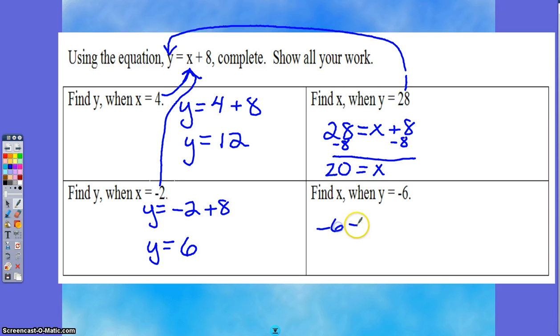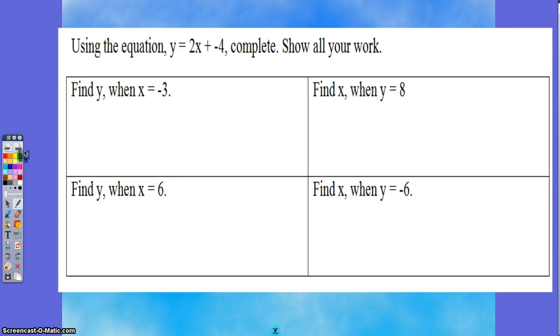So I have negative 6 equals x plus 8. Do a step of algebra to get x all alone, so minus 8 from both sides. There's my line if I need it. X is the only thing left over there. Negative 6 minus 8 is negative 14. So we found the value of x when we were given y.